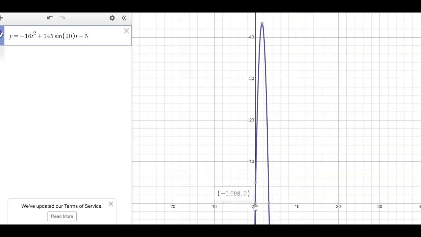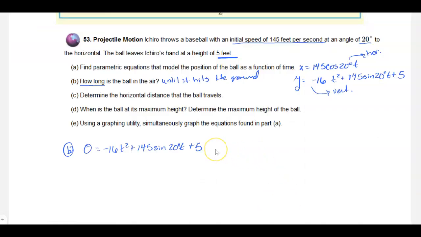There are 2 places, because it's a quadratic, right? There are 2 places where that's going to happen. It's going to happen at negative, we'll round that to 1 decimal, negative 0.1, and at 3.2. So the question is, do they both make sense? If we're thinking about t as time, it doesn't make sense to have a negative time. So our answer is going to be this one. The ball is going to be in the air for 3.2 seconds.